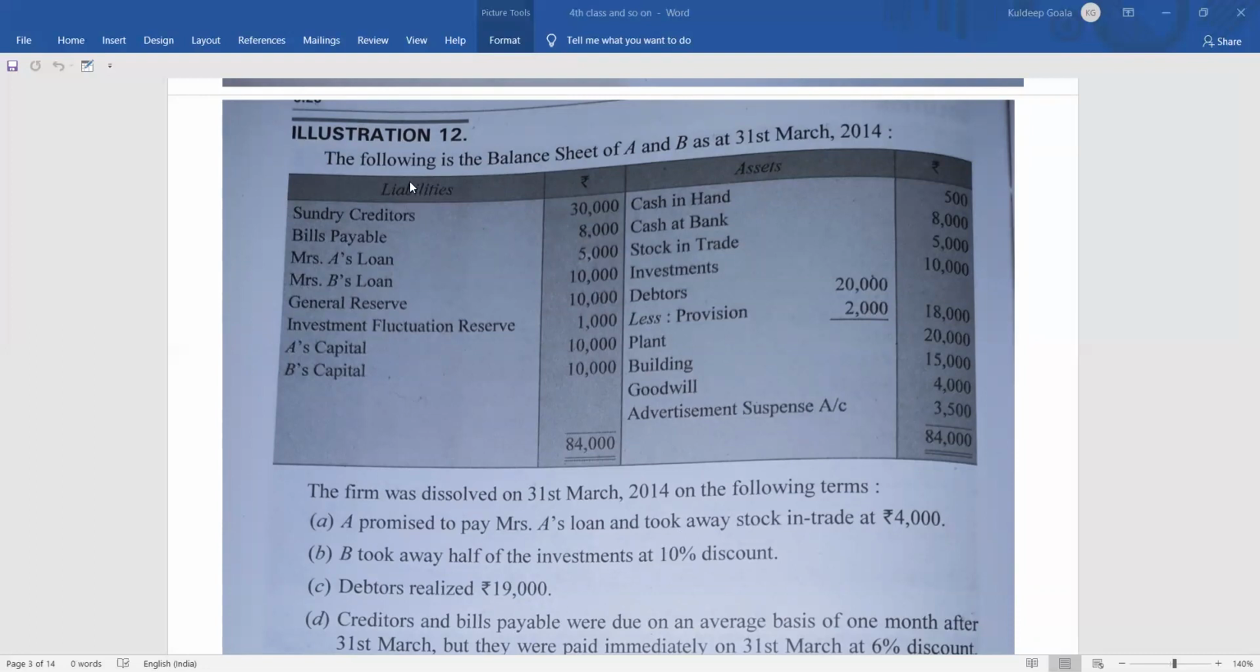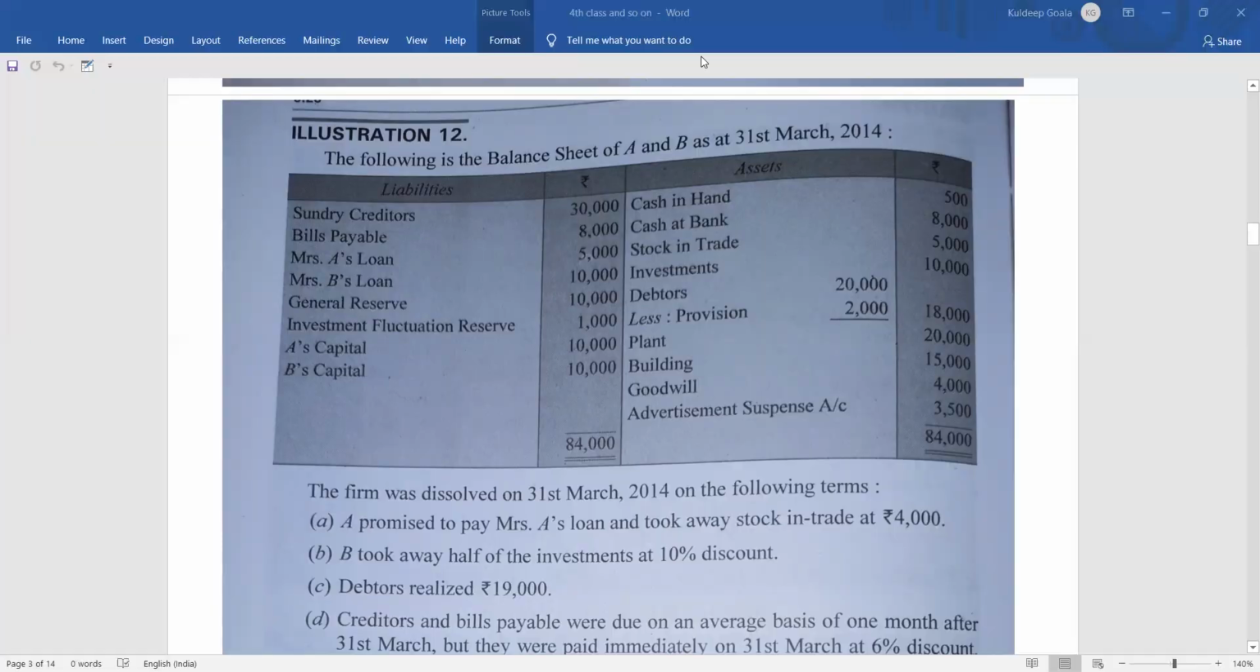What is given here? The following is the balance sheet of A and B as at 31st of March 2014. And what is the information given there? The liabilities are showing sundry creditors 30,000, bills payable 8,000, Mrs. A's loan. Remember, this particular point is very important. Why? Because Mrs. A, Mrs. B, they are taken as outsiders.